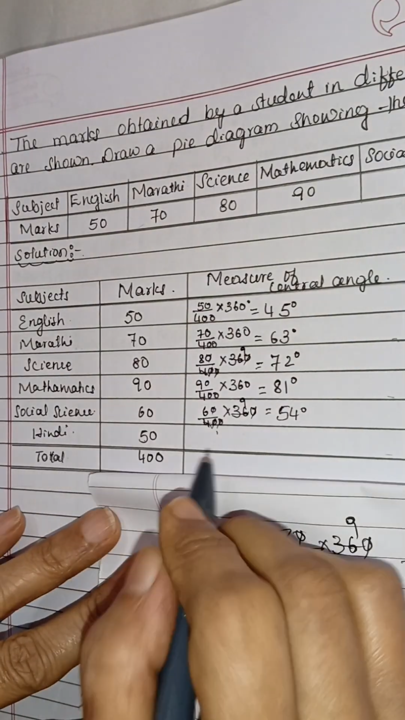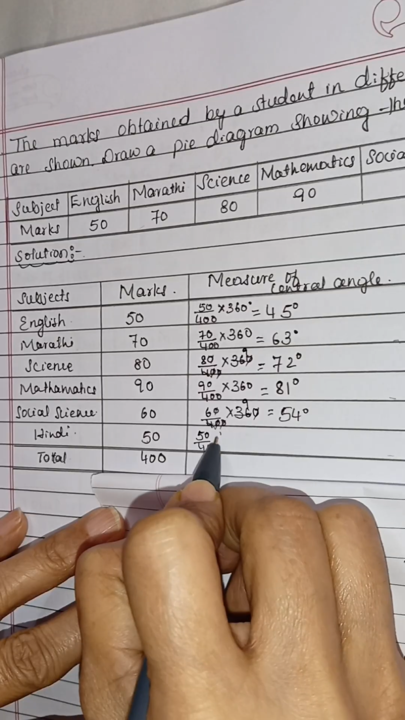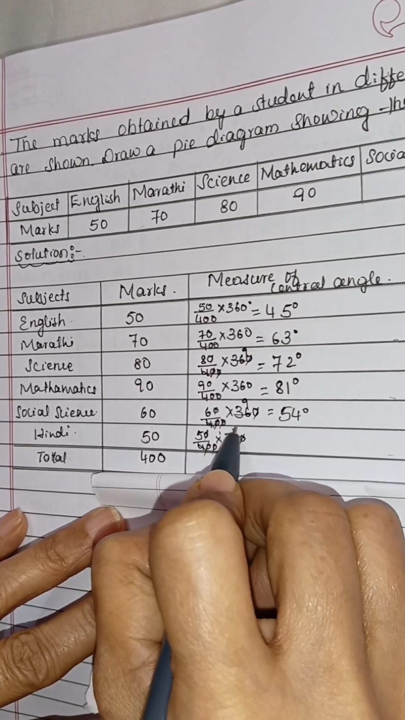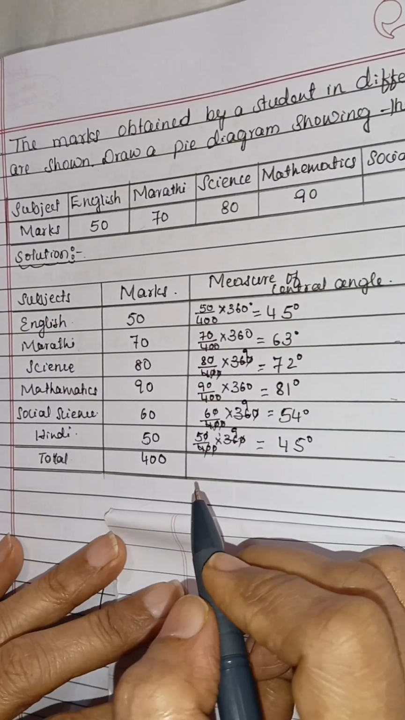Okay, then here it is 50 out of 400 for 360. 0 gone, 0 gone. 4 ones are 4, and again 45 degrees. Okay, that's it.